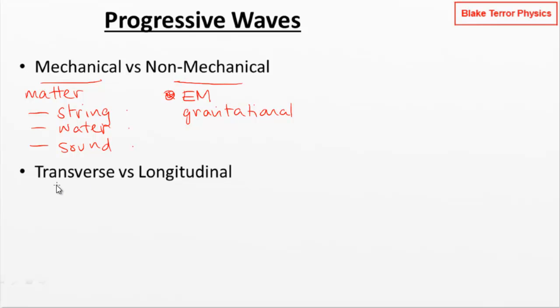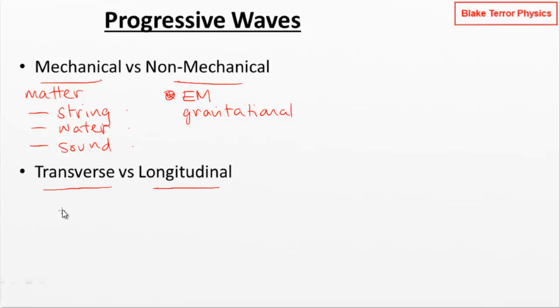This then brings us to another distinction between transverse and longitudinal waves, where we want to think about the difference in the motion of the energy that's being propagated by the wave and the motion of the oscillators that are part of the material, or the part of the medium that the wave is oscillating in.